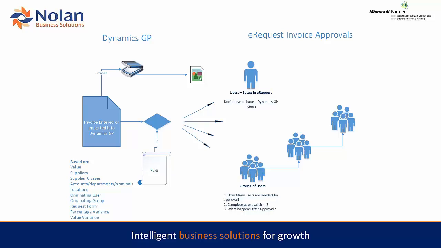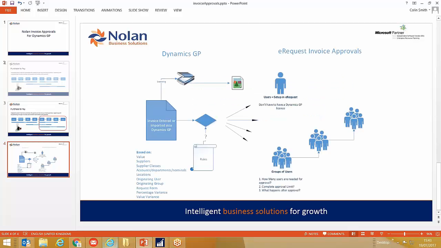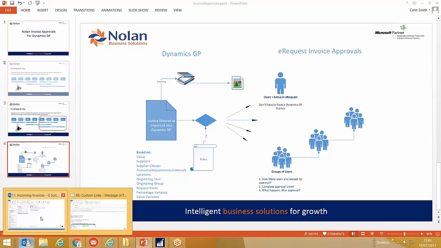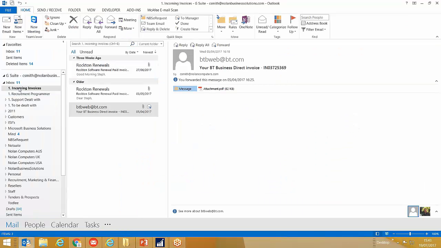So let's go and have a look at how the module works in practice. I'm going to go first into my Outlook. You'll see I've got a folder here of incoming invoices, and I've got an invoice that's come in from a company called BT Business Direct, and the document number is IN 037 25369.